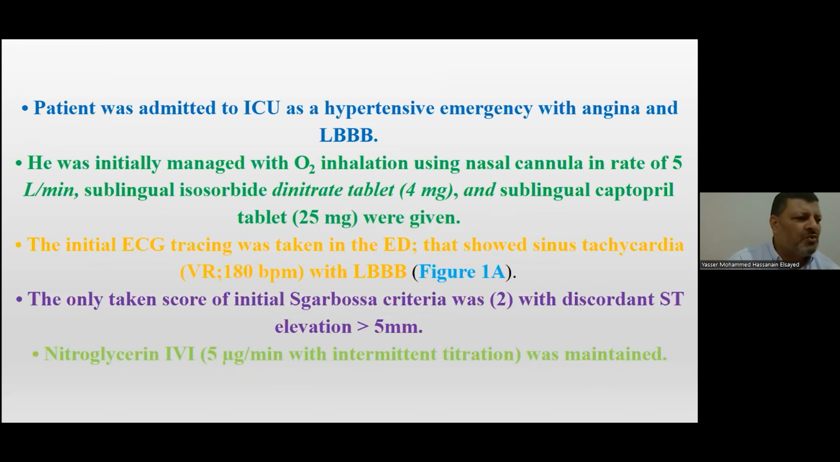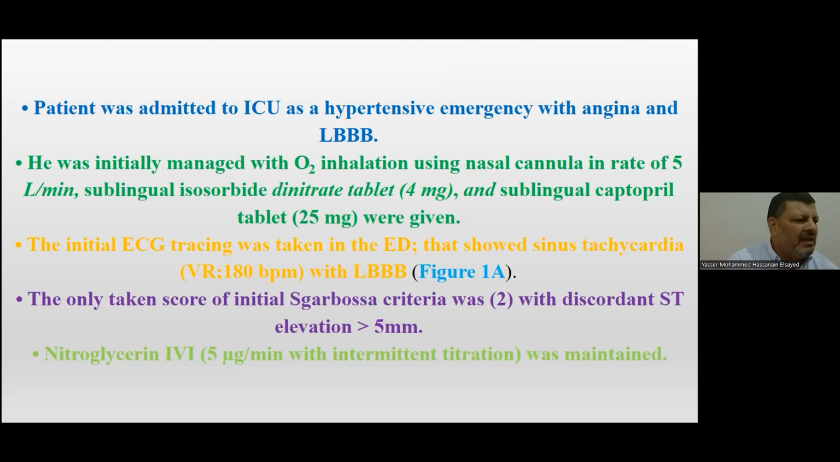Patient was admitted to the ICU as a hypertensive emergency with angina and left bundle branch block. He was initially managed with oxygen inhalation, 5 liters per minute, sublingual isosorbide dinitrate tablet, and sublingual captopril tablet. The initial ECG, as you saw before, no need to speak more about it.